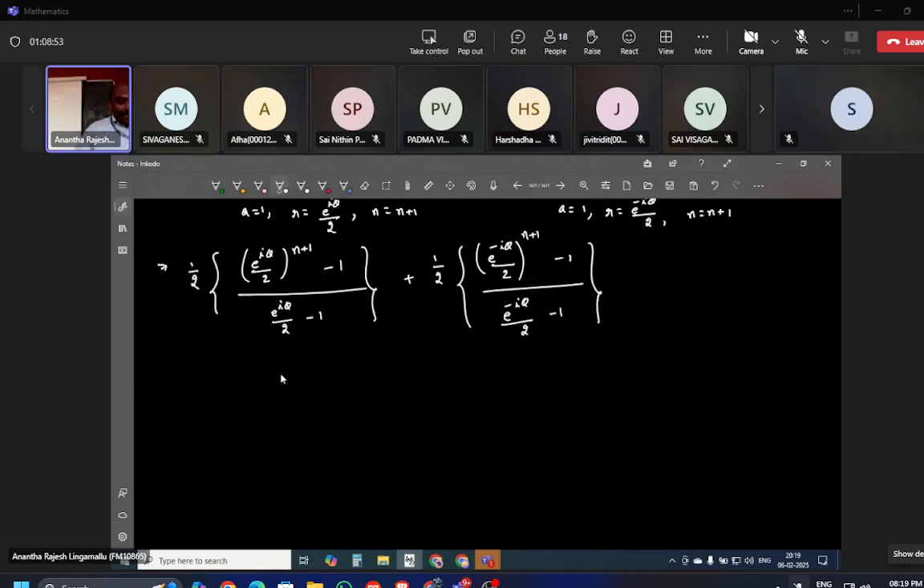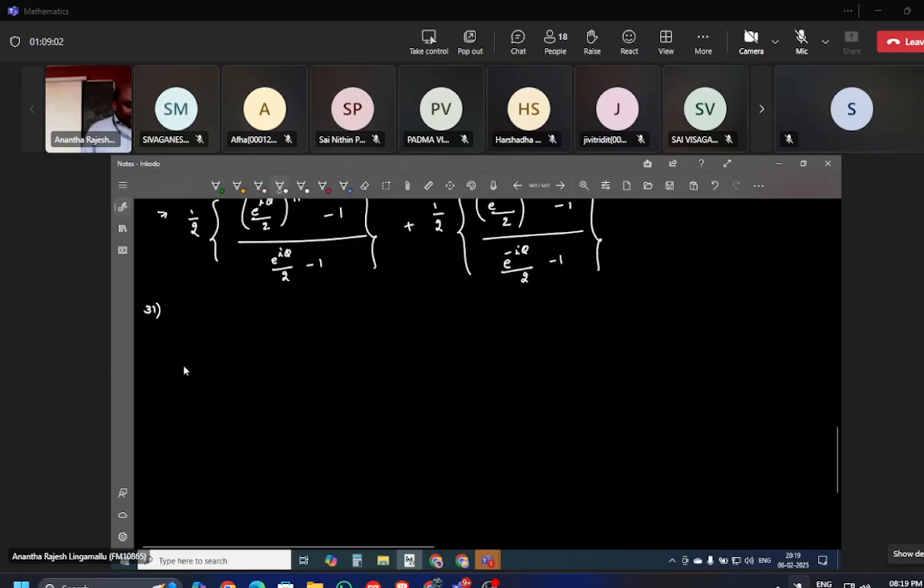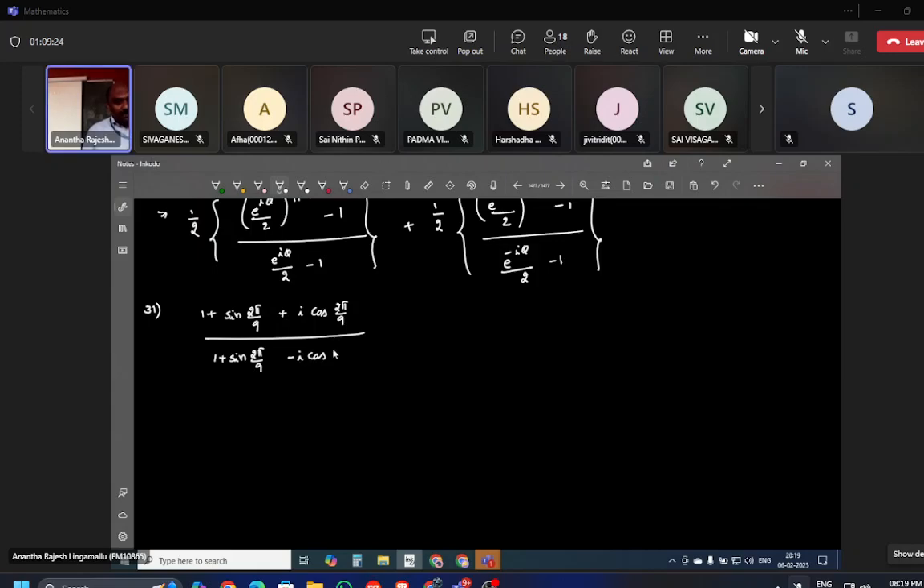Okay, sir. Next, 31. Another good question. See, 31. The value of 1 plus sin 2 pi by 9 plus i cos 2 pi by 9 divided by 1 plus sin 2 pi by 9 minus i cos 2 pi by 9, whole power 3, equal to how much? Whole cube is equal to how much? That's it.